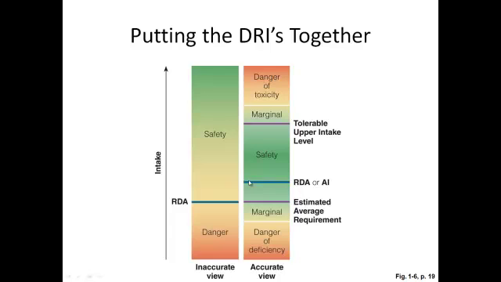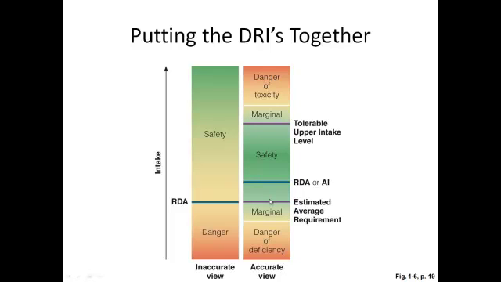You have your RDA, which is set at the 98%, or your adequate intake. These are your daily intake goals. As long as you stay between your RDA, or adequate intake, and your tolerable upper intake level, you're in the safety zone.